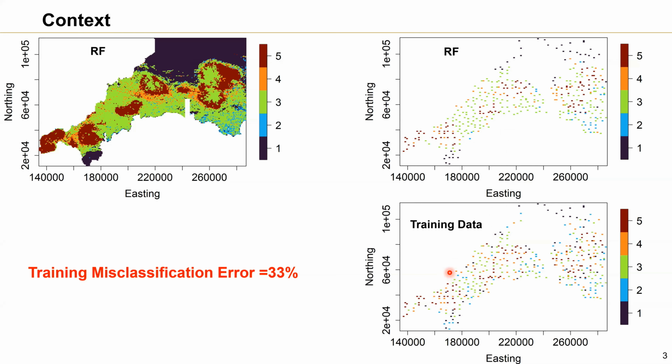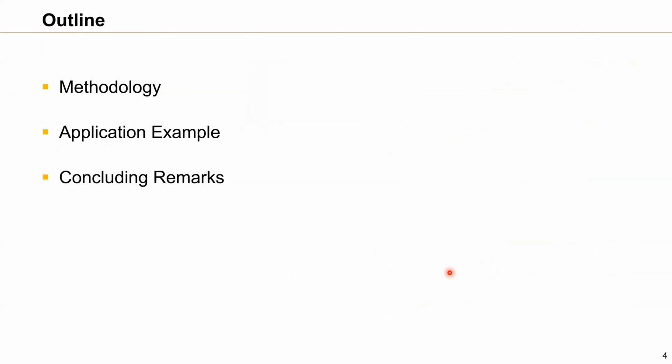So in this talk, I'm going to show you a new random forest-based approach, which ensures that the target variable is exactly conditioning to the data, meaning that the misclassification training error is 0. The rest of my talk will follow this plan. I will describe the different ingredients that constitute the proposed method, and then I will illustrate the proposed method on a real-world data set. And finally, I will provide some concluding remarks.